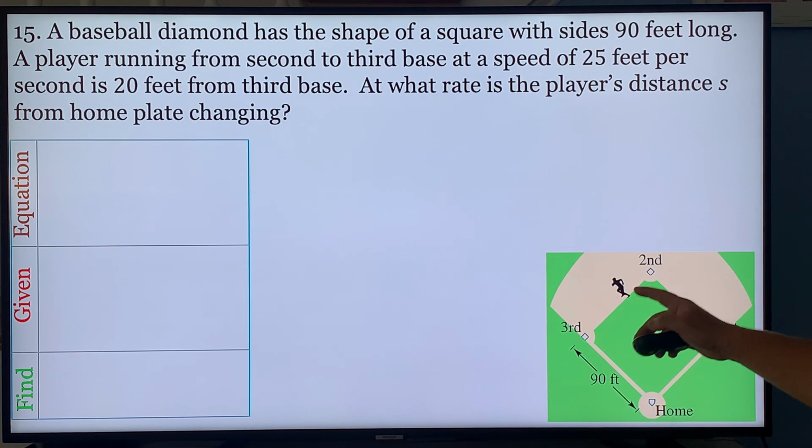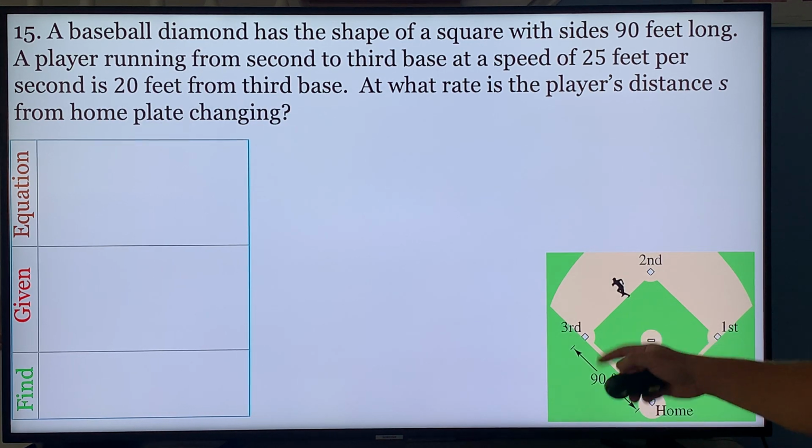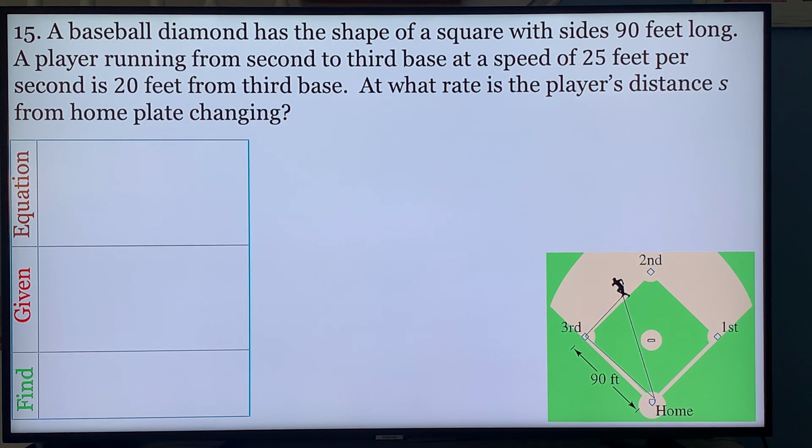So if you're going from second to third, you're going here. You're going from home, that's his distance from home. That's his distance to third. So if I look at this, wait a second. All right, so I just connected the dots. So I got home to third to player. That's no longer a square. What's that now? Now that's a triangle.